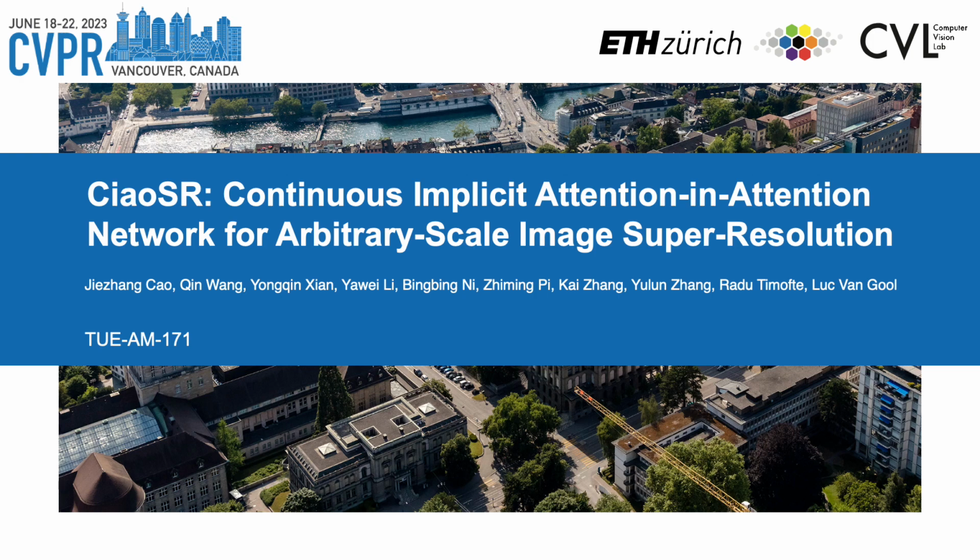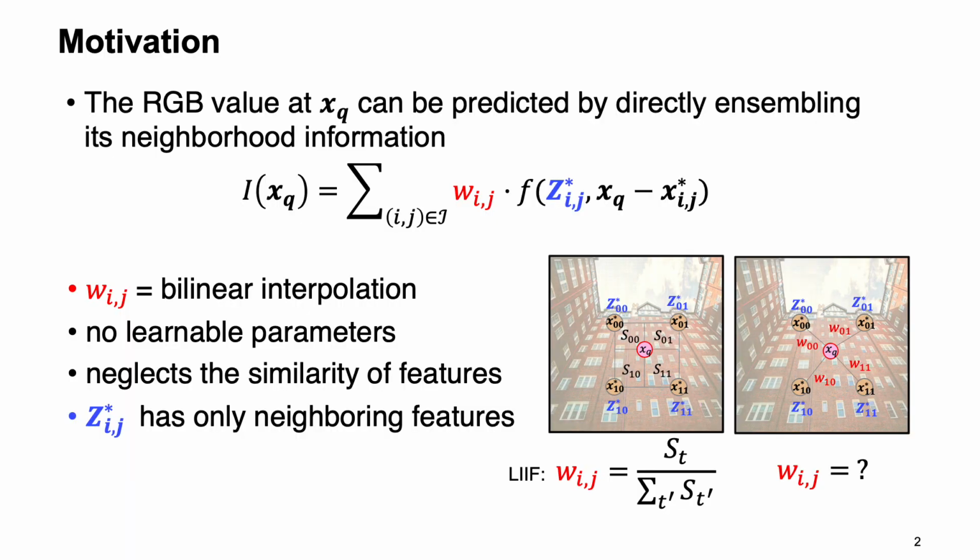Hello, I will introduce our CVPR paper called CiaoSR: Continuous Implicit Attention-in-Attention Network for Arbitrary-Scale Image Super Resolution. Most existing arbitrary-scale SR methods use a local ensemble, and the ensemble weights are equivalent to bilinear interpolation. It means it has no learnable parameters and ignores the similarity of the visual features. It also has a limited receptive field and cannot ensemble non-local features in a large view.